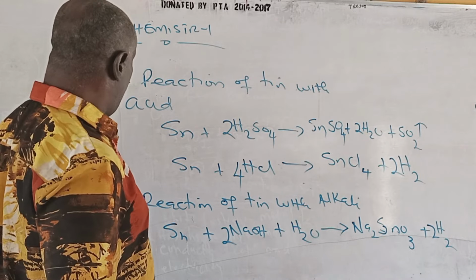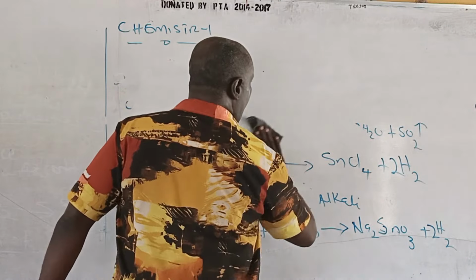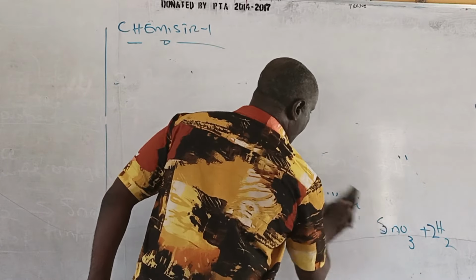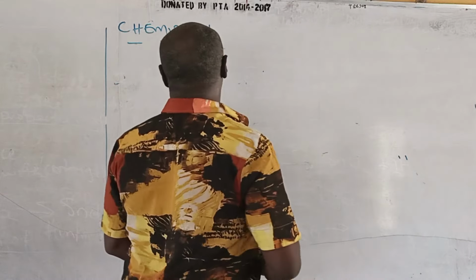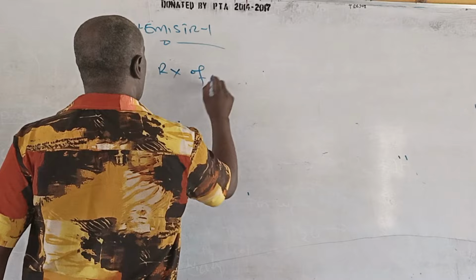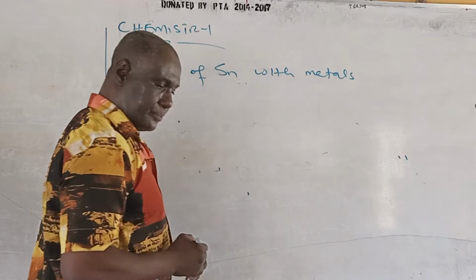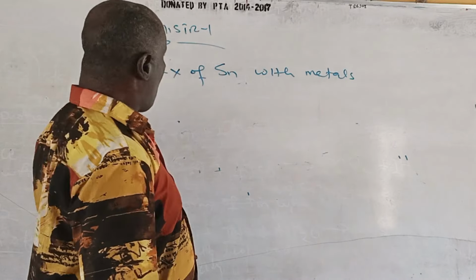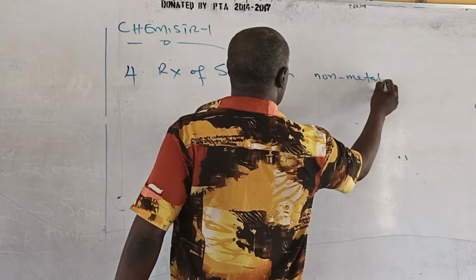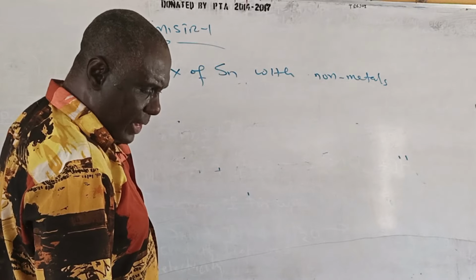Let's also look at the reaction of tin with non-metals. That's number 4 now. Reaction of tin with non-metals, rather. With non-metals, because tin is a metal. I'll be considering non-metals like chlorine.